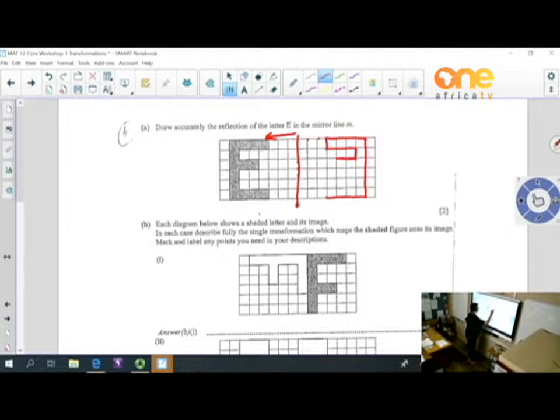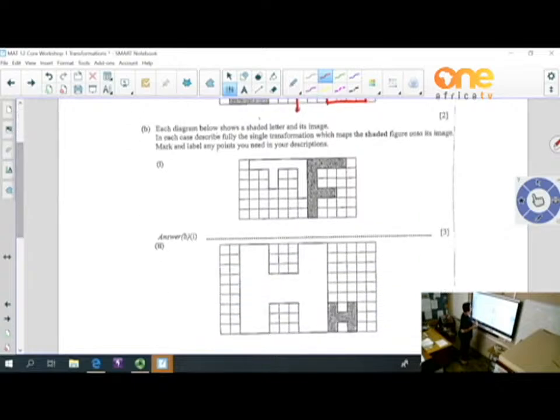It must also always be able to fold. Always be able to fold it. And there is my reflection. Can you see? But your starting point is very important.